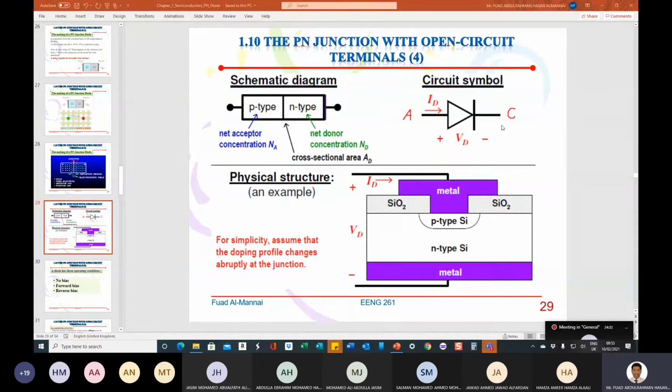Everybody got that? Across the diode, there will be a voltage called VD when we connect it to a power supply, of course. So this is the anode, this is the cathode.